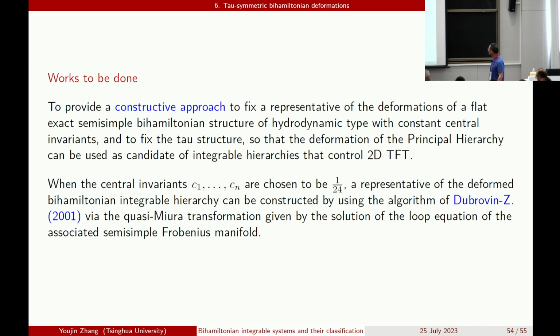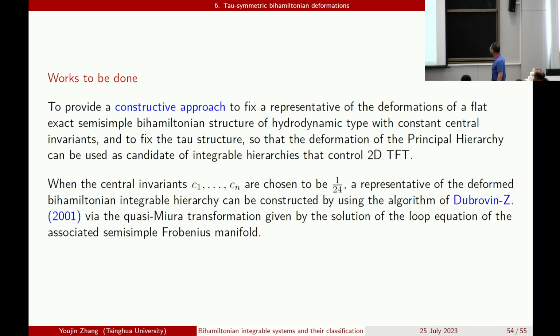This means that up to now we have only proved the existence of the deformations. So a question is how to give a constructive approach to find a certain representative of the deformations of the flat exact semisimple bihamiltonian structure of hydrodynamic type with constant central invariants, and to fix the tau function, so that these deformations will give us candidates which will be used in our study of 2D topological field theory, Gromov-Witten invariants and other fields.